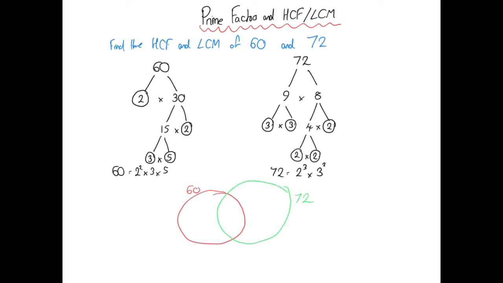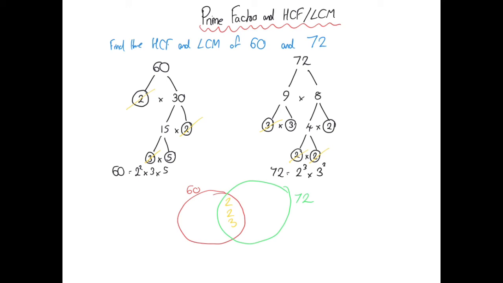Okay, now what I do is in the middle, I put the prime factors that appear in both. So let's look, we've got a 2 in both. There's a 2 there, and there's a 2 there, so I'm going to write 2 in the middle. There's another 2 actually, because there's another 2 in 60, and there's another one in 72, so I'll write that one there. And then there's a 3 in 60, and there's a 3 in 72, so I'm going to write that in the middle.